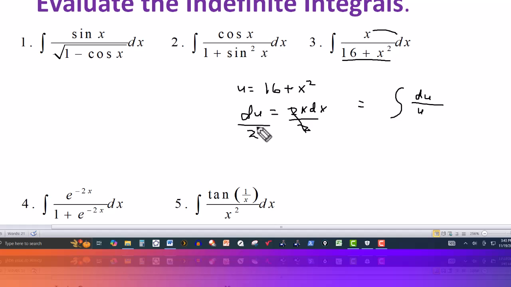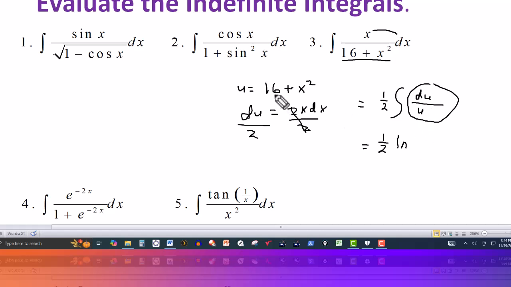And of course this was du over 2, so I'll just put the 1/2 out here. And then of course this is one of your typical integrals here. Integral of du over u. 1/2 goes along for the ride, it's constant. It's the natural log of absolute u.